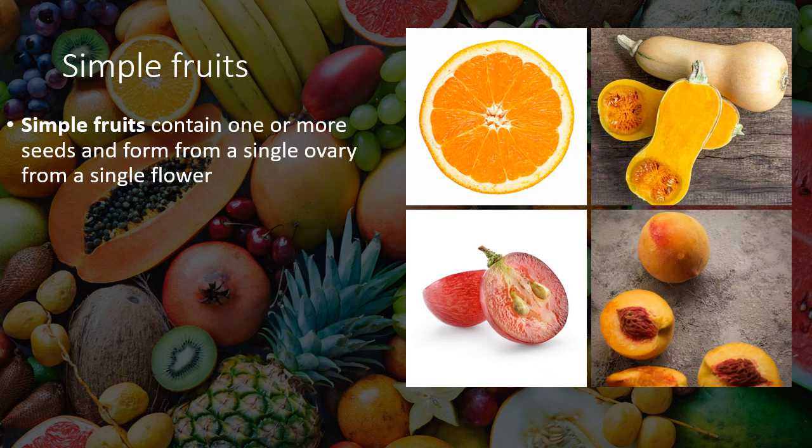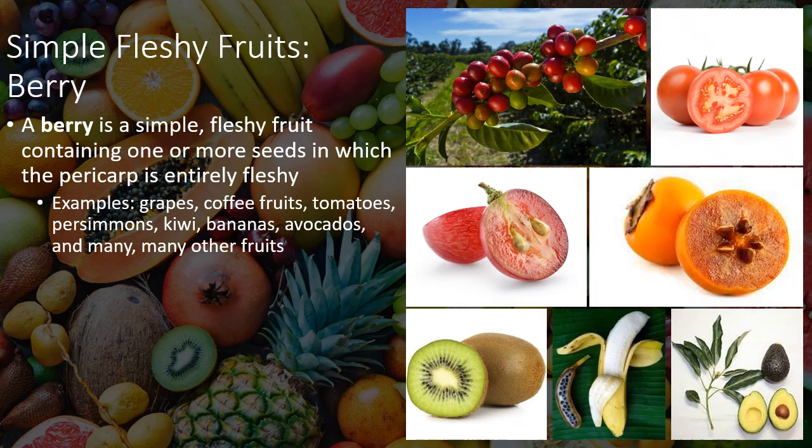Even if there were multiple carpels, if all those carpels are fused together to form just one single pistil, then we will have one single ovary within that flower that will develop into a fruit. Some good examples of simple fruits could be an orange, a squash, a grape, or a peach. They only have one pistil. There's only one ovary within one flower, and that develops into a fruit.